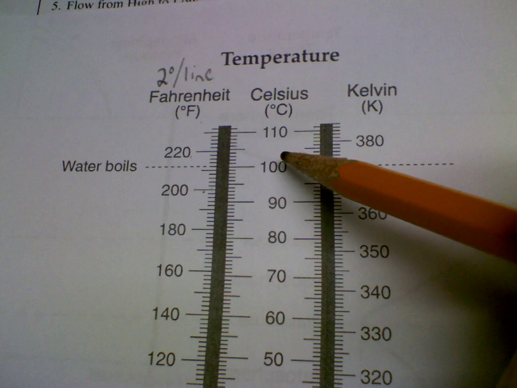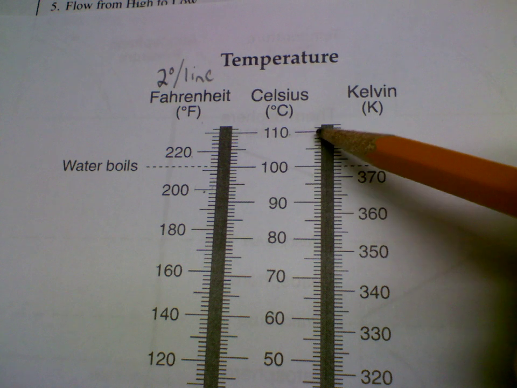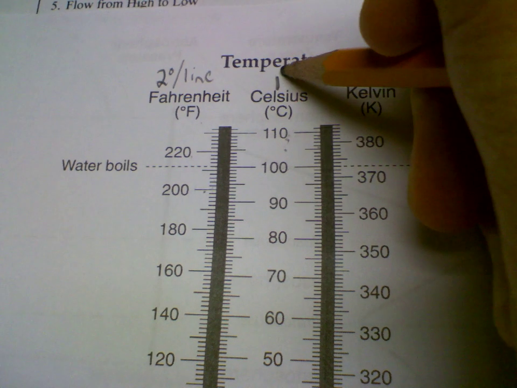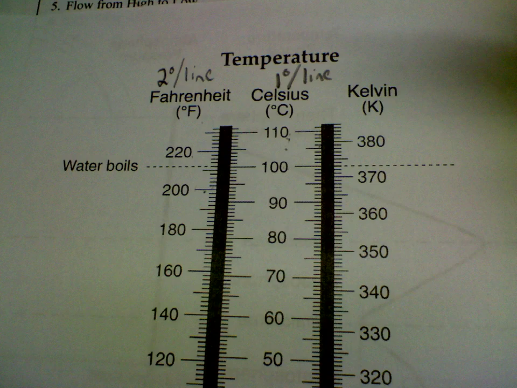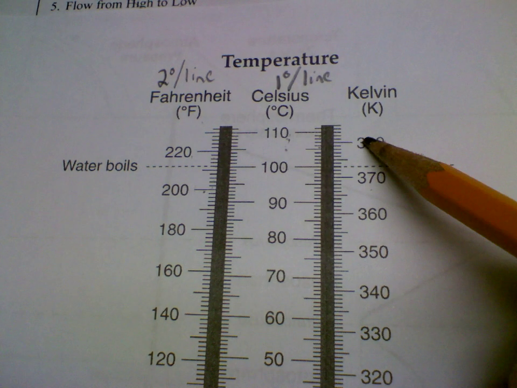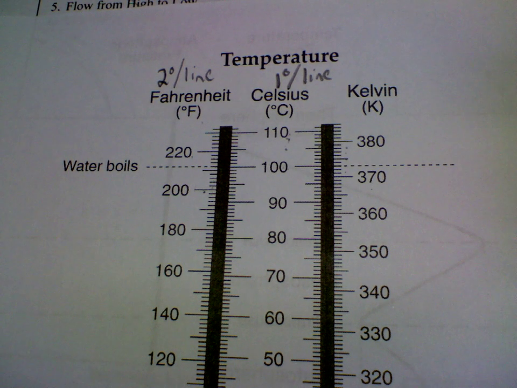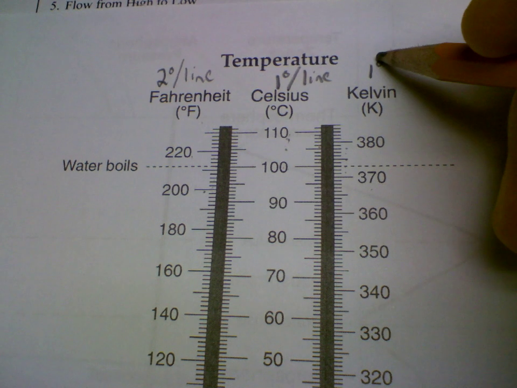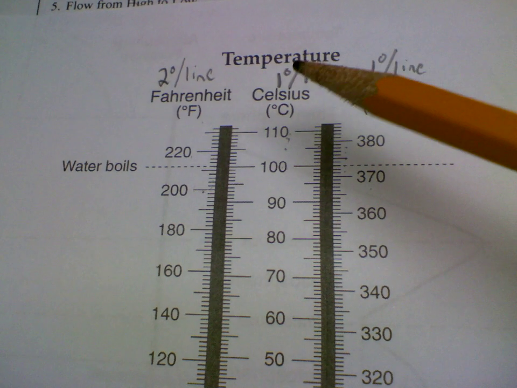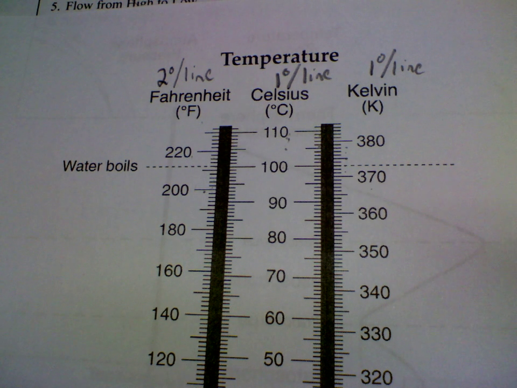For Celsius, let's go here to 100 degrees Celsius. Here's 110. There are 10 lines to travel 10 degrees. Therefore, Celsius goes up 1 degree per line. Mark that on your reference table. And Kelvin, I'll go to 370. Here's 380. 10 lines to travel from 370 to 380. So it's also 1 degree per line. So take a look. Really, the only one that doesn't go up by 1 degree per line is Fahrenheit.